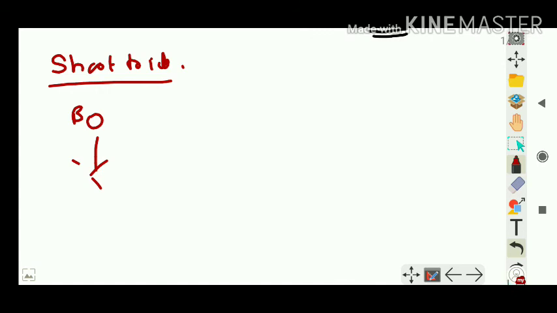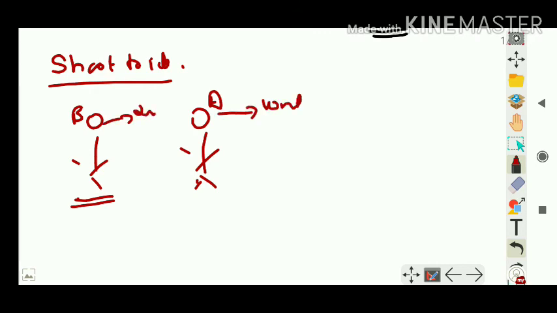This is a twisted thing, so I can go with a shorter trick for solving it. I need not go the long way, so we'll go for a short trick. In the first case, let's say B is observing A, so we have to make B the reference. This is our B, this is our A. Now we'll take B as reference. This was 10 meters per second, this was 20 meters per second.